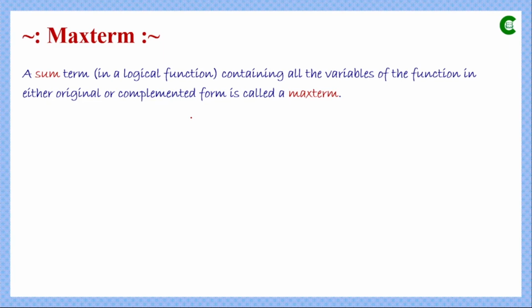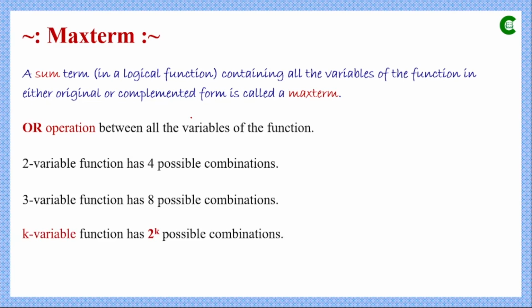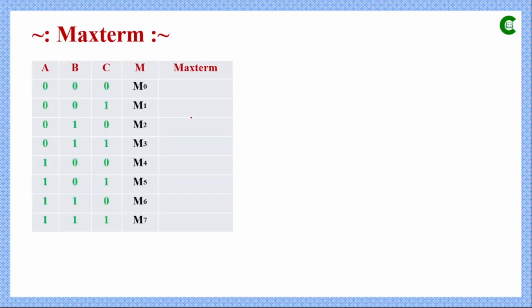So in Boolean algebra, by product we understand AND operation, and by sum we understand OR operation. And again the similarity: if it is a 2 variable function, then we will have 4 possible combinations. If it is a 3 variable function, then we will have 8 possible combinations. That means if we generalize, for a k variable function we will have 2 raised to the power k possible combinations. And for maxterms also we will try to understand what the maxterms could be for a k variable function. This time also we have taken a 3 variable function, and 3 variables means we will have 8 possible combinations.